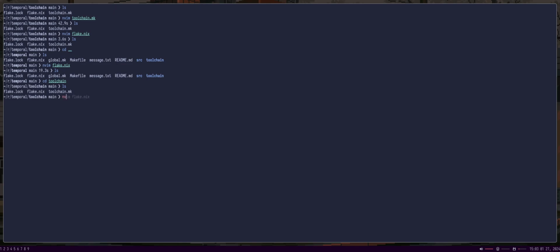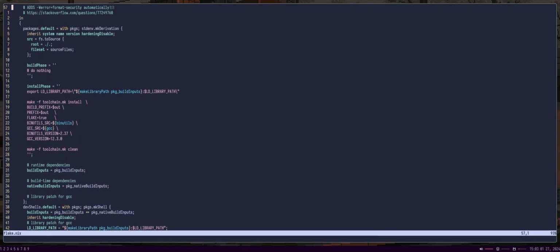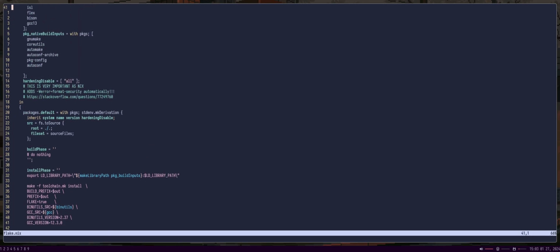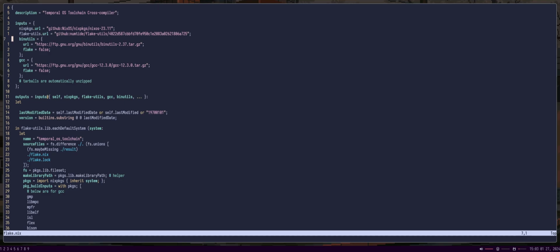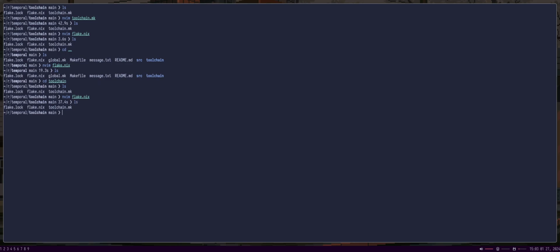Here we also have another flake. This is for building GCC and also binutils. Here we can see that it is calling make and clarifying where we have to build all this stuff. And then for the binutils and GCC, we use this flake input and then set flake to false. This means that it automatically unzips the tarballs and then we can just reference them over here, and it will be expanded as paths. So that's a cool thing. You can also automate make processes.